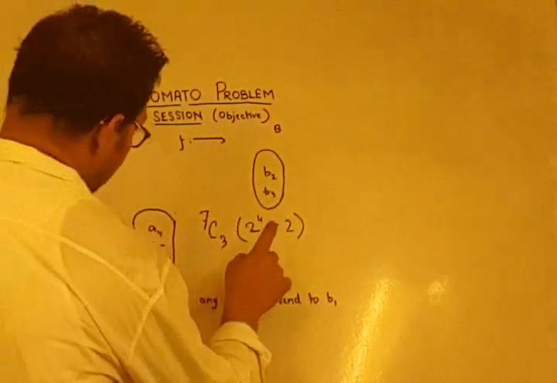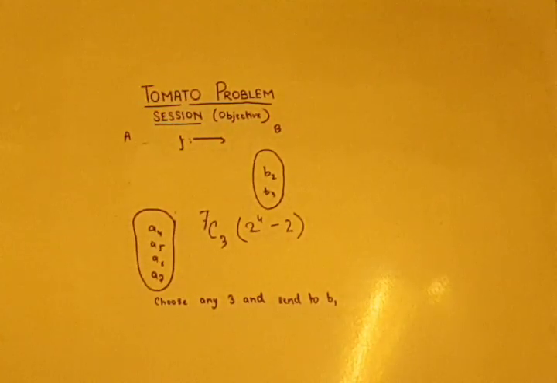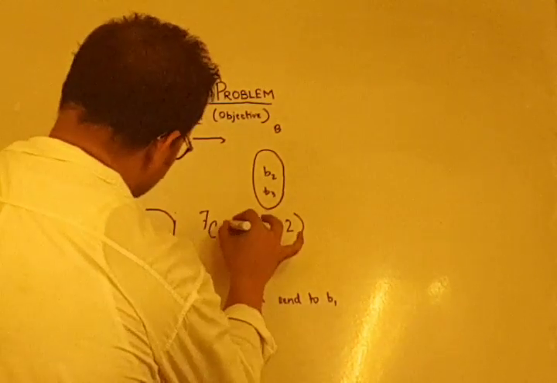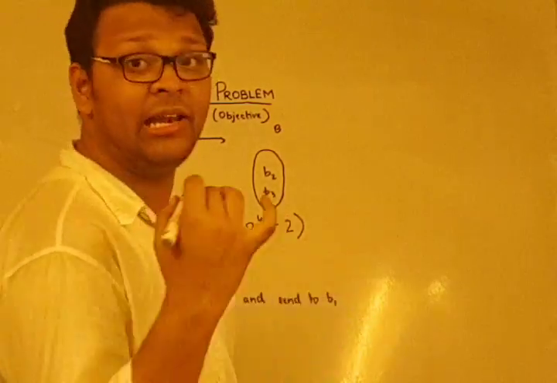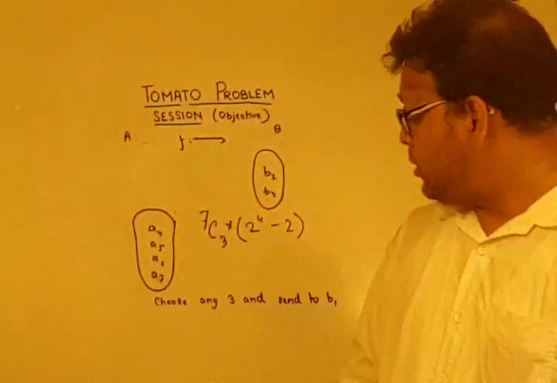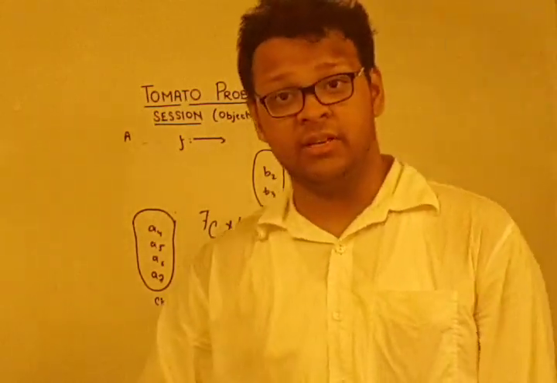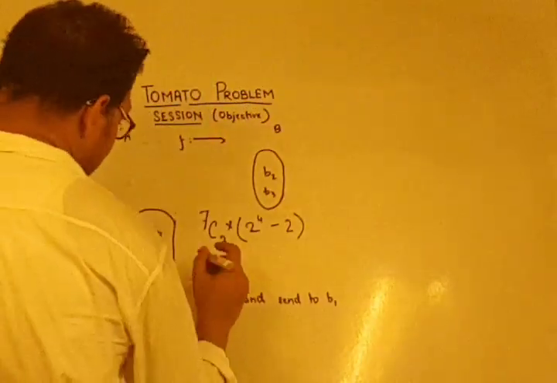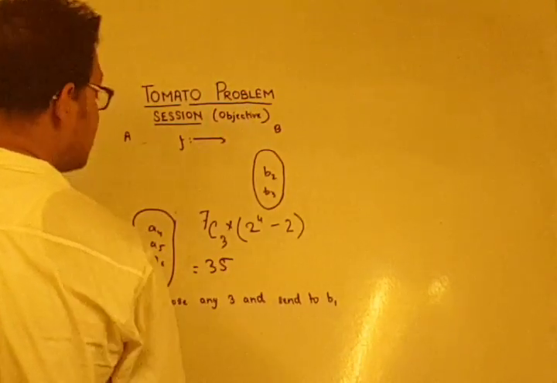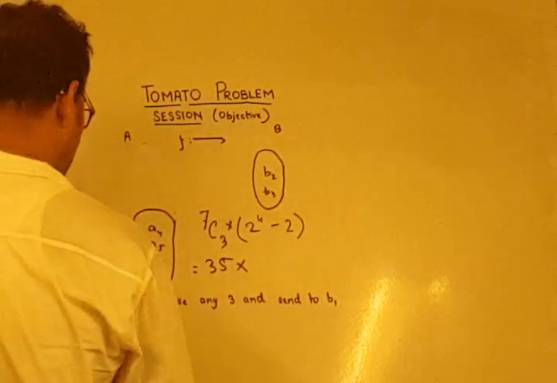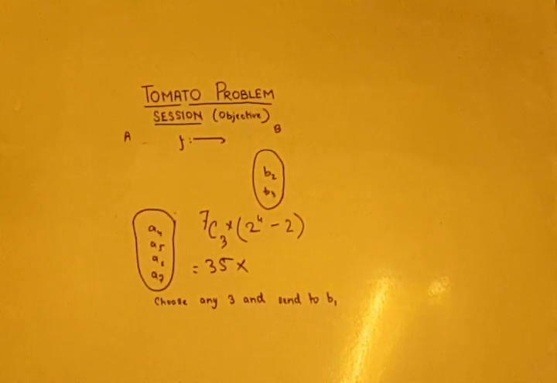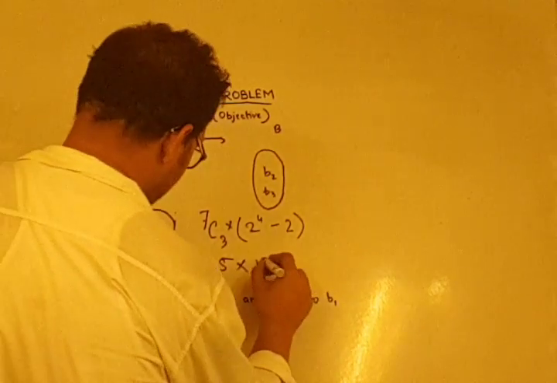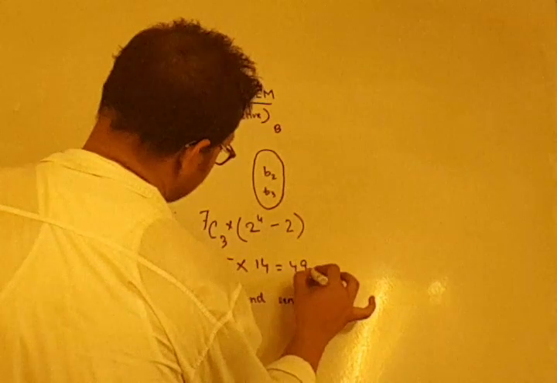So include what is needed, exclude what is not needed, and therefore the answer is just the multiplication. This is because the AND logic is working here again. How to map 3 and the surjectivity. So just this works, and the result finally is 35 times 14. 7C3 is 35, 2 to the power 4 is 16, and 16 minus 2 is 14. So 35 times 14, and by simple computation you can get 490.